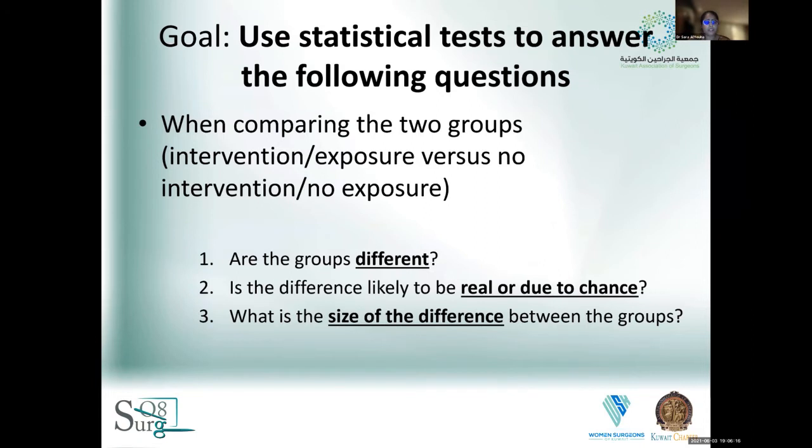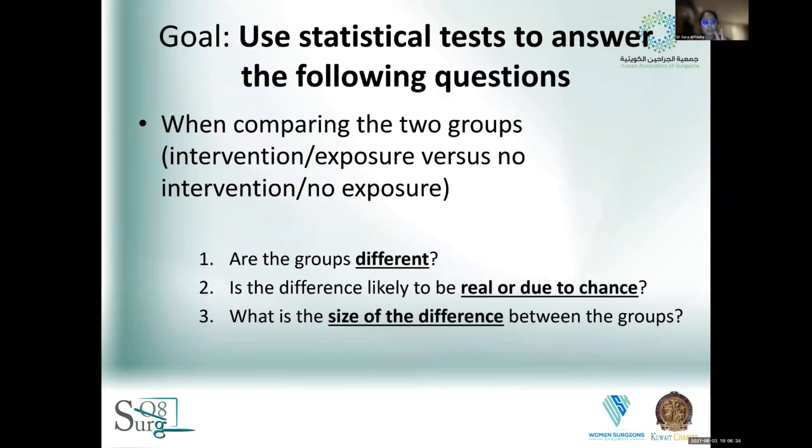So the goal of these statistical tests really is to answer the following questions. As we said previously, research is all about comparing two groups. We have a group that gets an intervention or exposure and another group that doesn't. And we want to see, is there a difference?